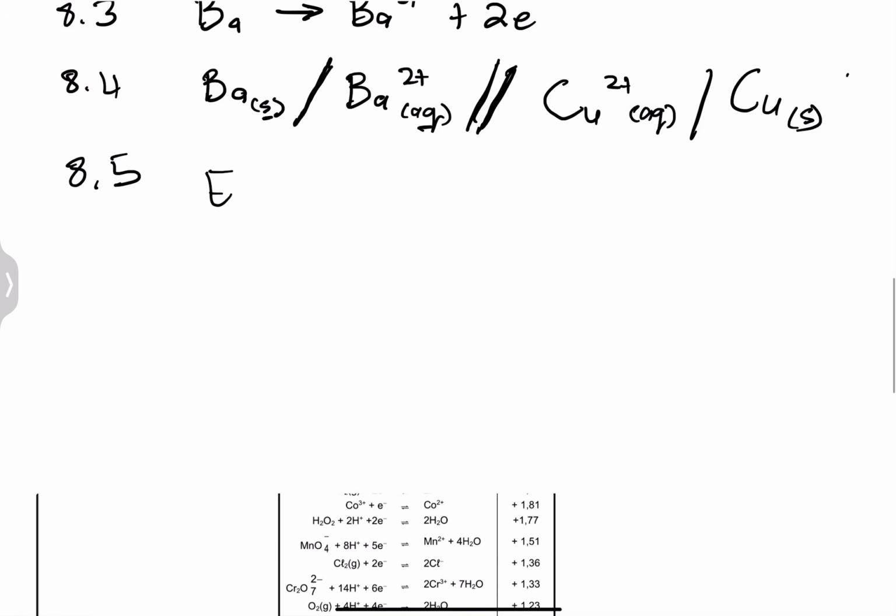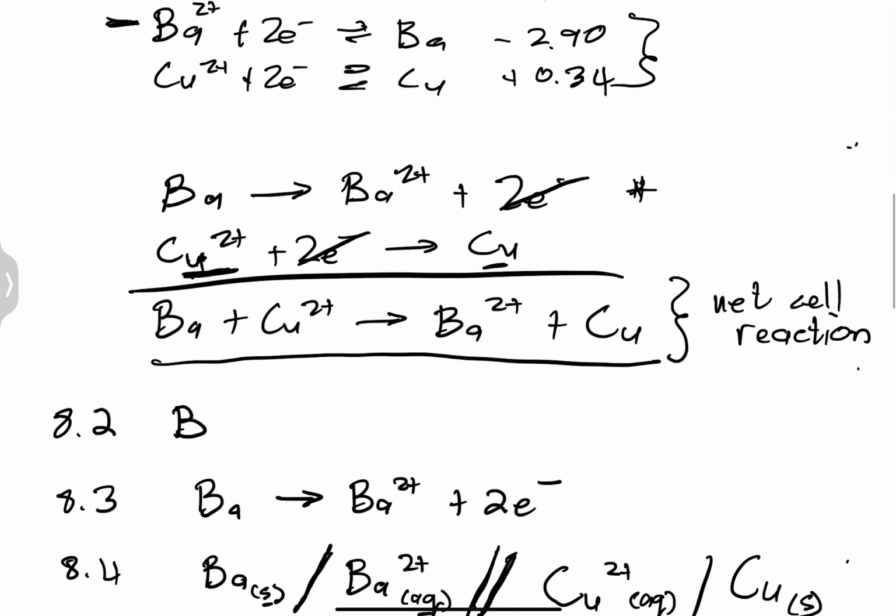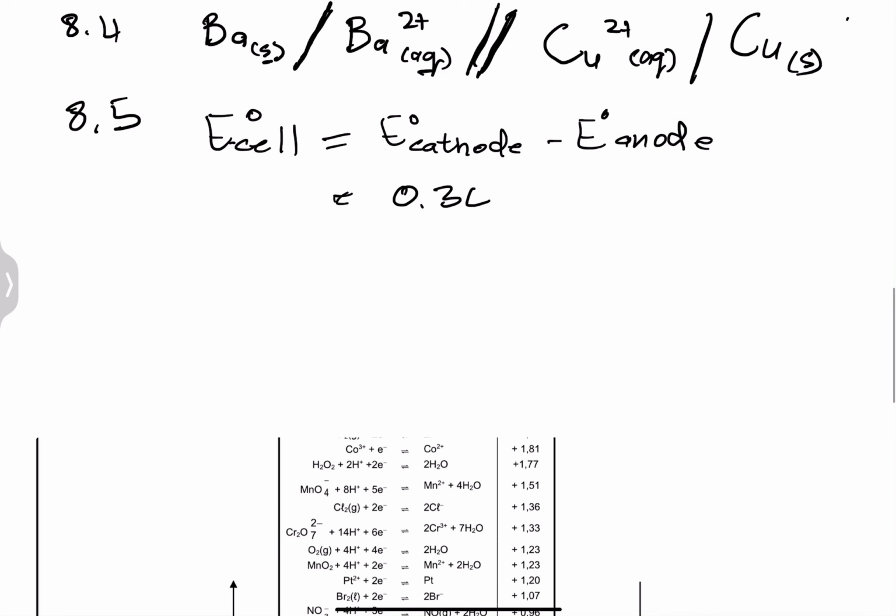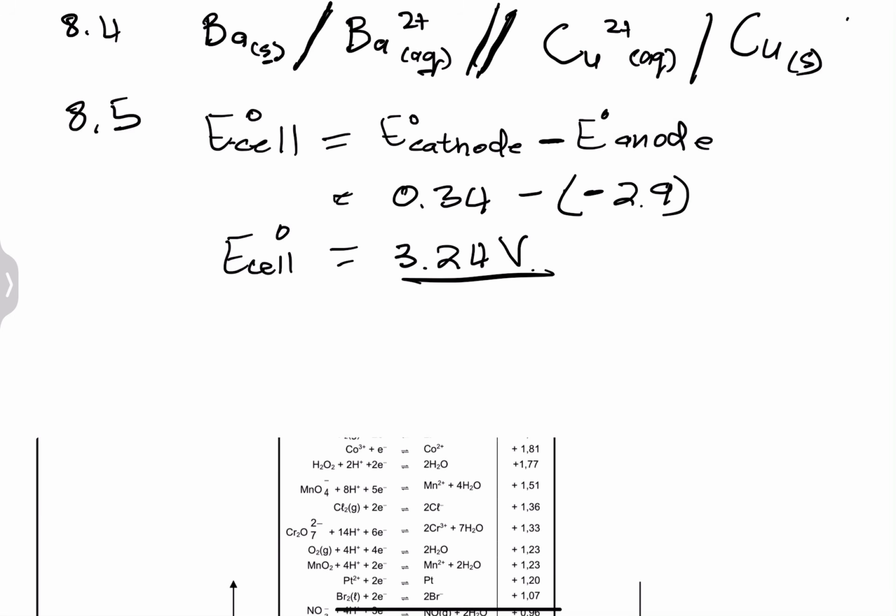In this case, we say E cell, right? Please write down the equation as it appears in your data sheet, right? So E cell would be equal to E standard for the cathode minus the E standard for the anode. And in this case, for our cathode, remember that's copper, that's 0.34 minus, remember that's a negative there, minus a negative 2.90. When we add these, that's going to give us 3.24 volts. Okay, so our EMF for this cell is going to be 3.24 volts.